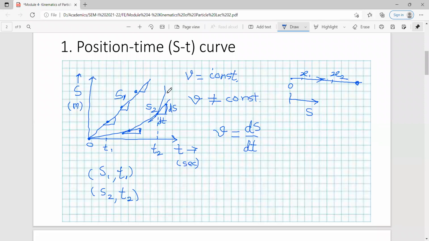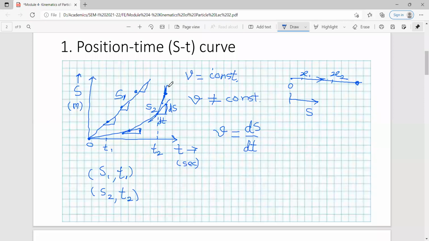Suppose I want to calculate the velocity here, so I will draw a tangent at this point. If I draw the tangent like this, you can see the tangent is quite vertical. Are you getting it? The tangent here is quite vertical. It means the slope is very steep. The steepness of this slope is very high. It means the velocity is very high at this point.